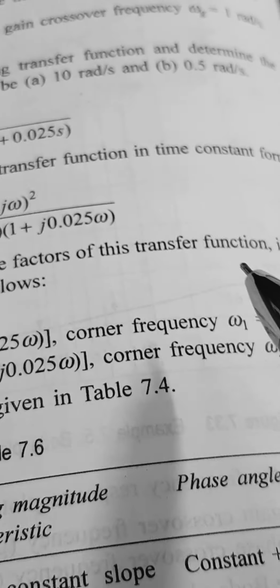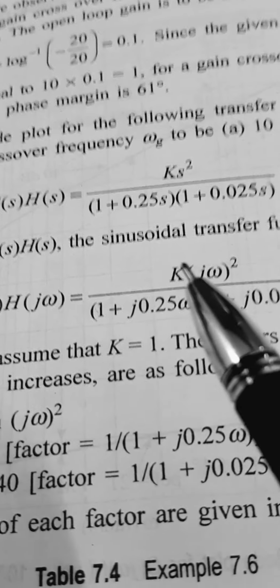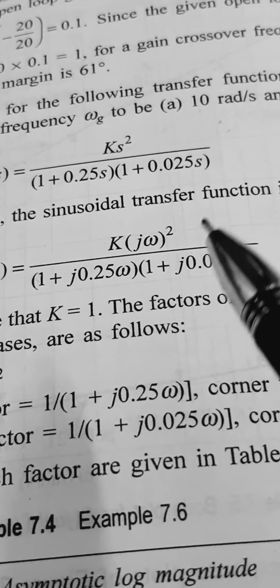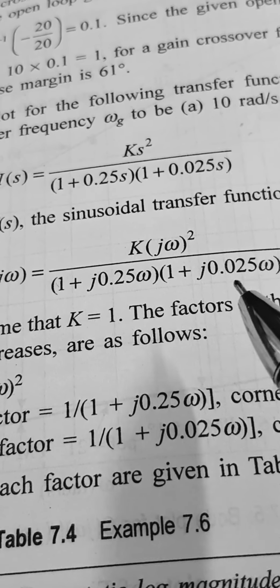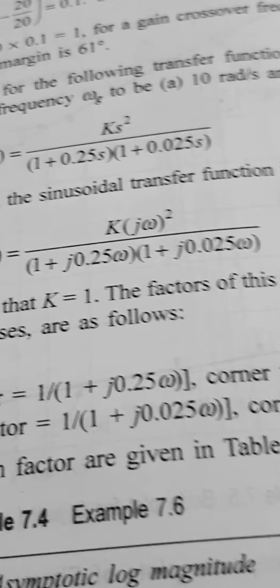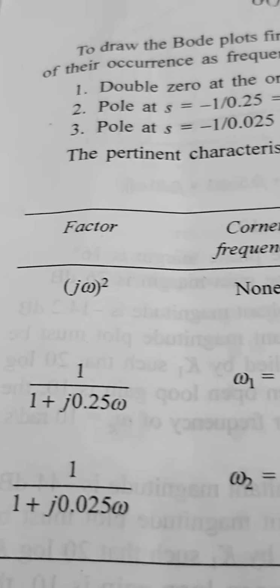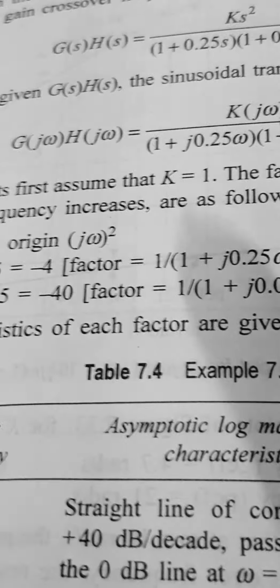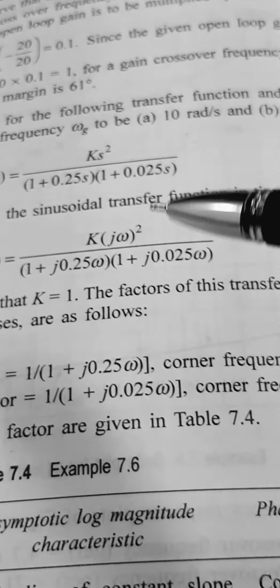The factors of this transfer function are (j omega) square, then 1 divided by 1 plus j 0.25 omega, then 1 divided by 1 plus j 0.025 omega. So you are getting 3 factors. Now we will analyze the 3 factors. For (j omega) square, we need to calculate what is the angle. So we'll go to the corresponding graph. So this is the graph.